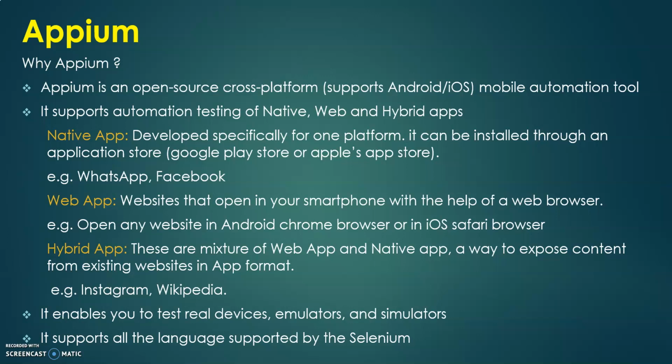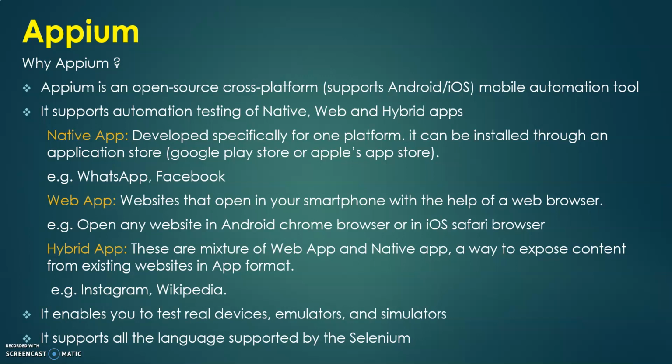The reason behind using Appium is that it is an open source cross-platform mobile automation tool. It provides support for Android as well as iOS devices. With the help of Appium, we can test native, hybrid, and web kinds of applications. It enables you to test your application on real devices, emulators and simulators. And it supports all the languages that are supported by Selenium. As Selenium supports Java, C Sharp, Python, all these languages are supported by Appium as well.